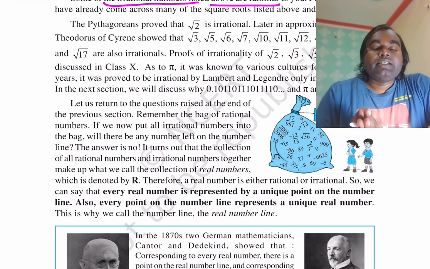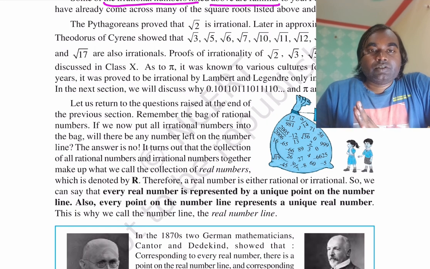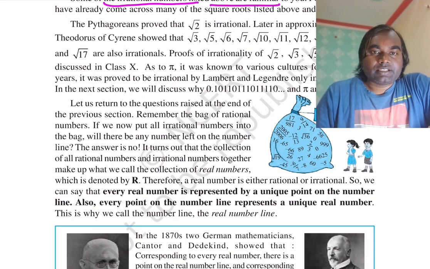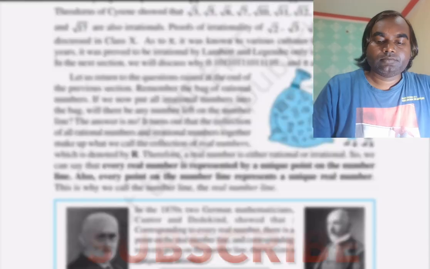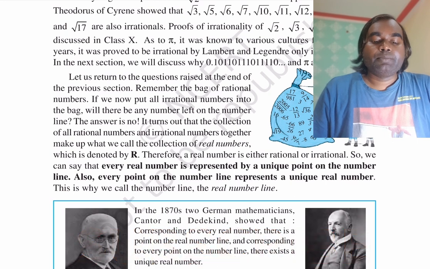When we take rational and irrational numbers together, that number is called a real number, right? So real numbers are those numbers which are rational and irrational. These two kinds of numbers are real numbers, whether rational or irrational. Therefore, a real number is either a rational number or an irrational number.